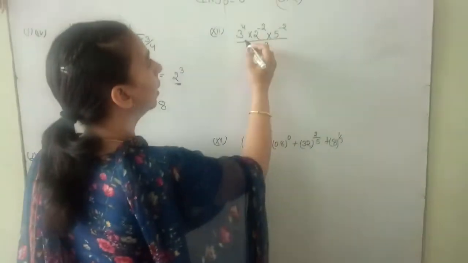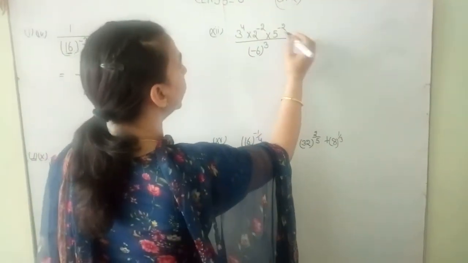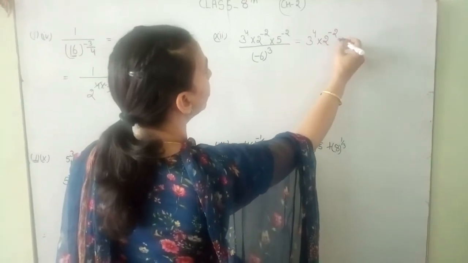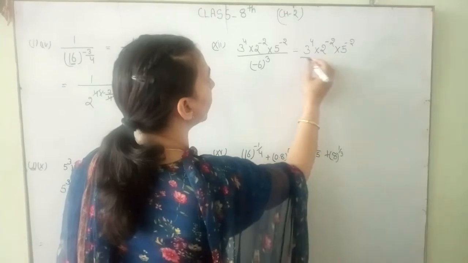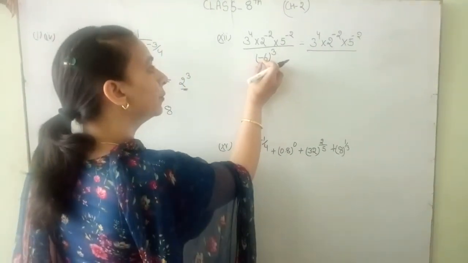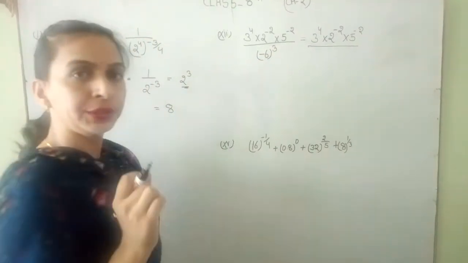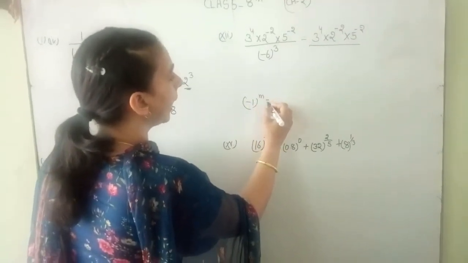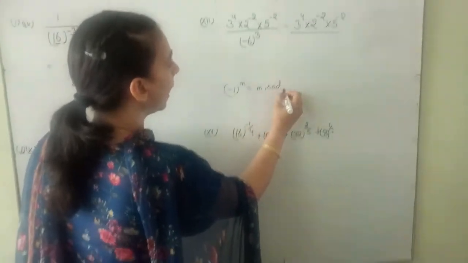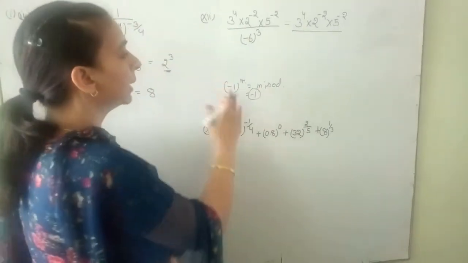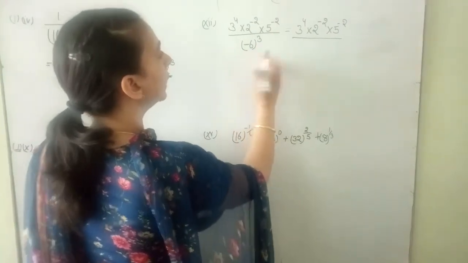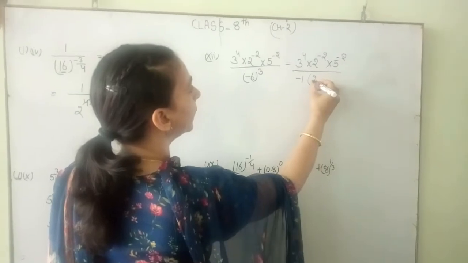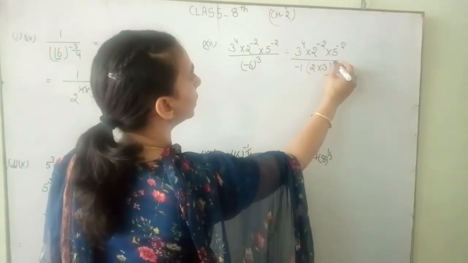Students, all the bases are different. First we write 3 raised to the power 4, 2 raised to the power minus 2, 5 raised to the power minus 2, and divided by (minus 1) raised to the power 3 multiplied by 6 raised to the power 3. If minus 1 is raised to the power m, and m is odd, then this equals minus 1. So if the power is odd, then we take a minus 1. Again, in place of 6 we write 2 multiplied by 3, all raised to the power 3.